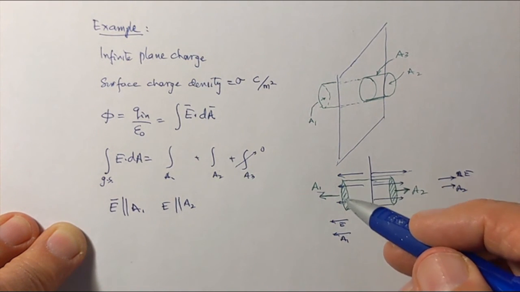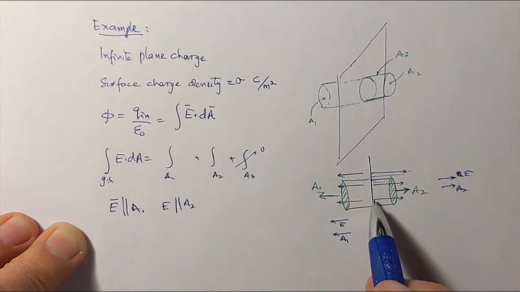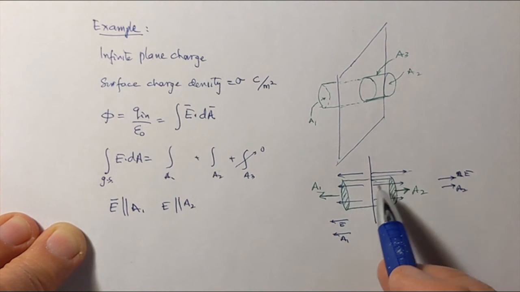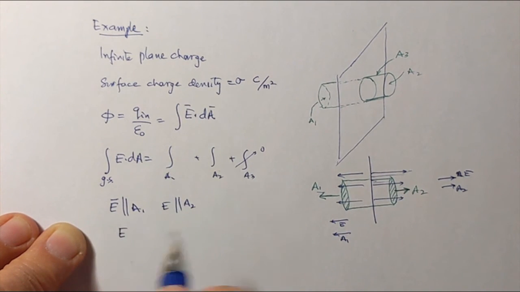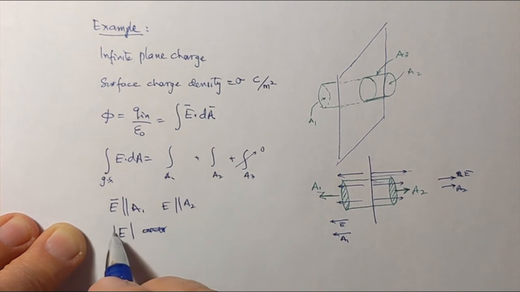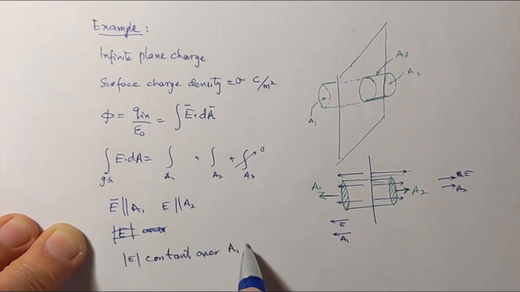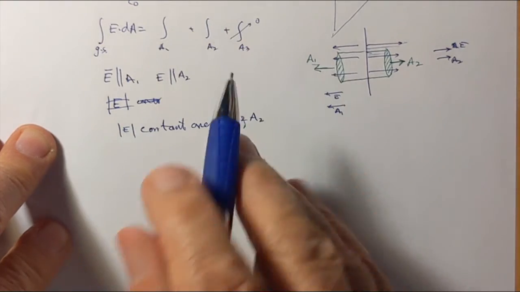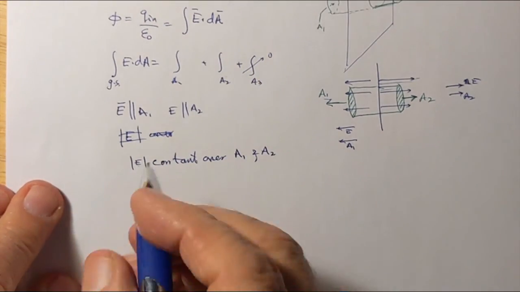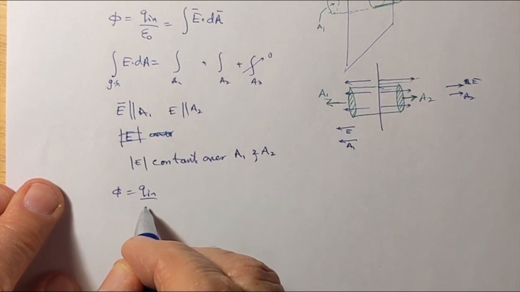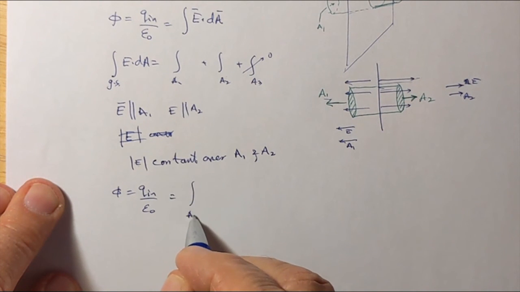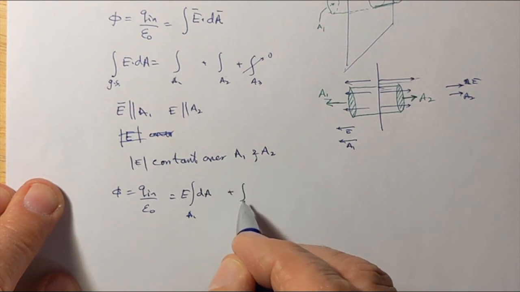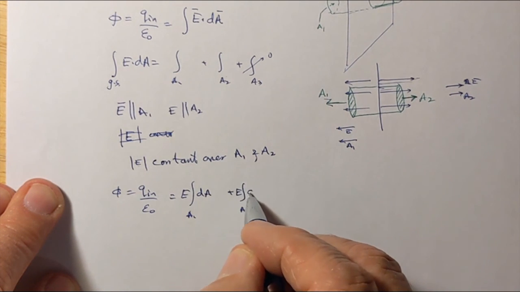Secondly, because A1 and A2 are parallel to the surface and the distance everywhere is the same, and we can assume it's the same on the other side, therefore the magnitude of E is constant over A1 and over A2. And because the magnitude of E is constant, we can take it outside the integral, and so our flux would be Q in over epsilon naught equals integral over A1 E dA plus integral over A2 E dA.